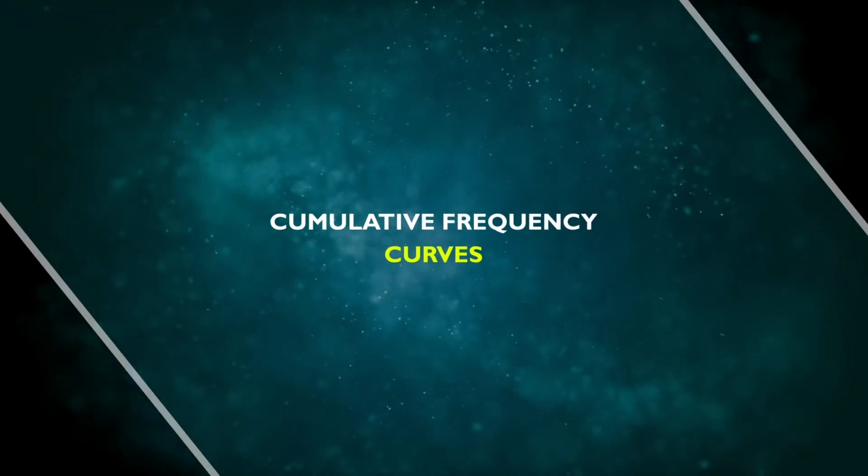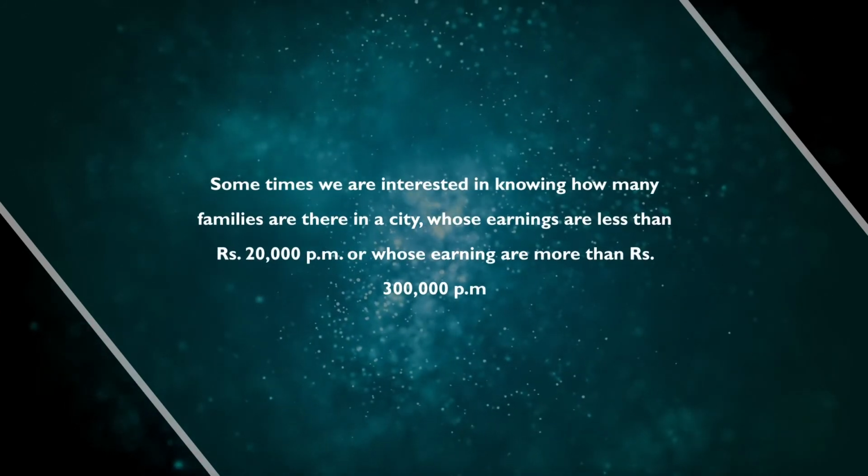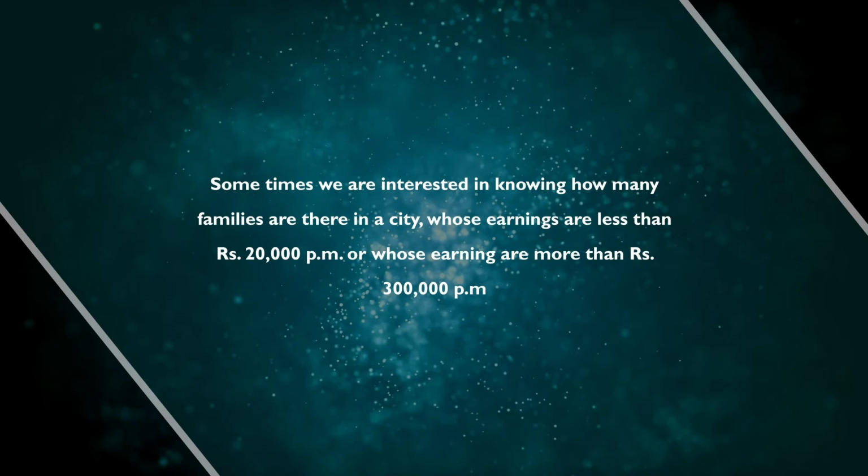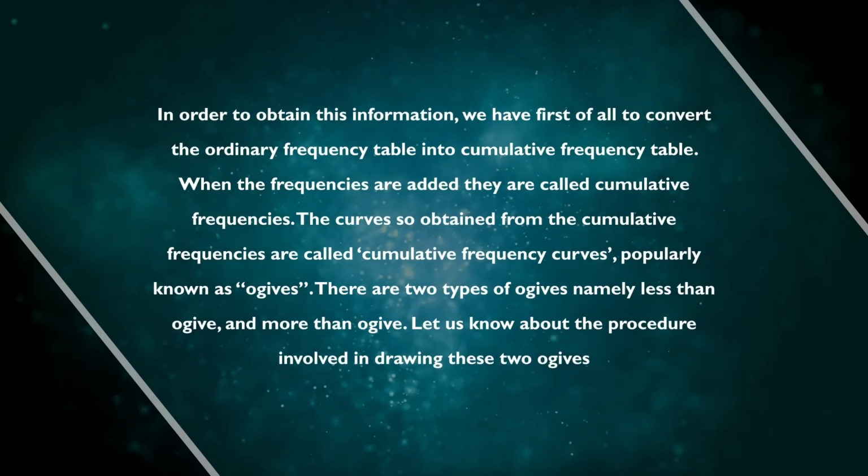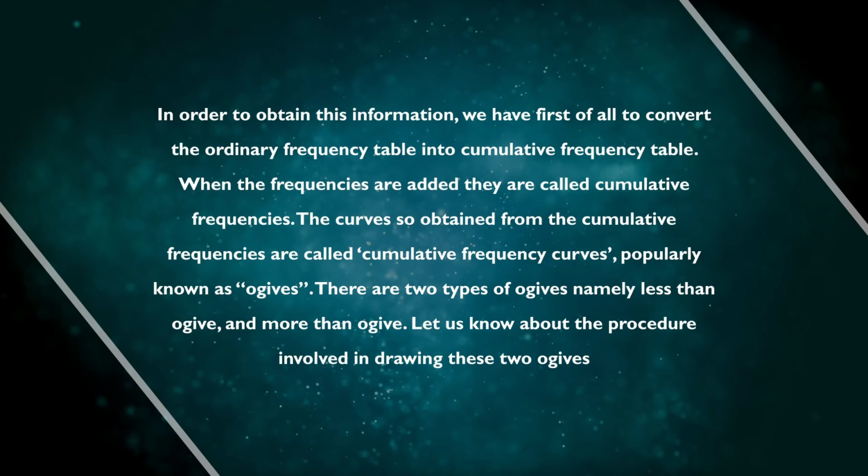What we are keen to say is that when we talk about cumulative frequency curves, sometimes we are interested in knowing how many families there are in a city, or, to take certain examples, whose earnings are less than 20,000 per month, or whose earnings are more than 30,000 per month. So in order to obtain this information, we first have to convert the ordinary frequency table into cumulative frequencies.